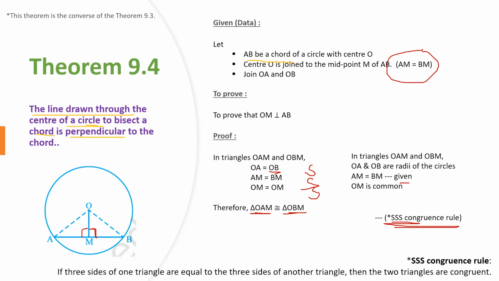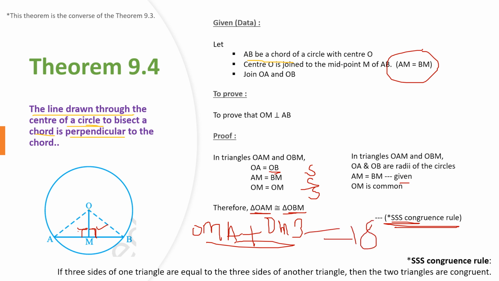It means OMB and OMA are corresponding angles, right? So it means their angles are equal. This angle is equal to this angle. Let me write this way: OMA plus OMB, they're equal. Remember, both of them are equal. But what is the sum of these angles? This is a straight line, so the sum of the angles is equal to 180 degrees, right?